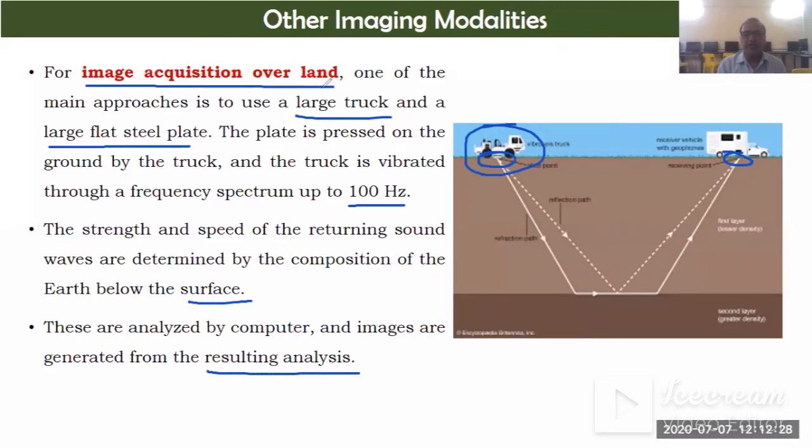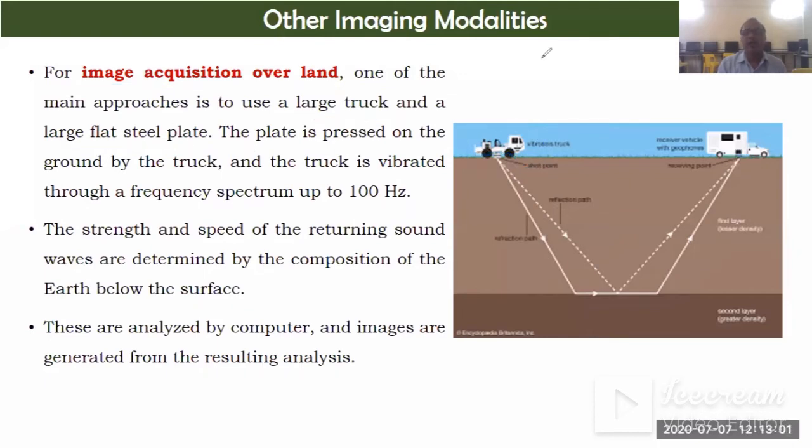So, image acquisition over land. One truck is used, and one plate is used. The plate will be pressed by the truck and the truck will vibrate this plate. When the vibration is created, this plate transmits a 100 hertz sound wave, which is passed into a medium, and then according to the particular minerals, they can return the waves. This wave will be captured at the receiving end. This is one of the techniques used for image acquisition over land.